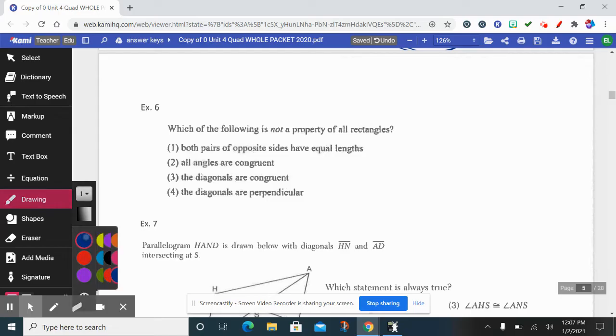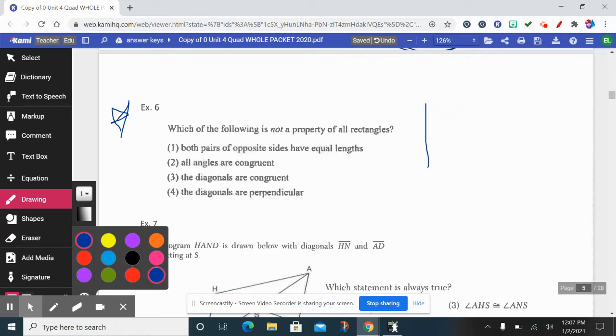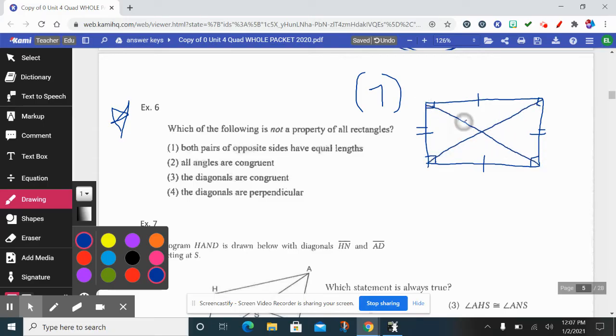But number 6 is going over the properties of all rectangles. So we have to remember a rectangle has 7 rules true about it. Its opposite sides are equal. Its angles are 90. Opposite angles are equal. Consecutive angles add to 180. Diagonals are congruent and bisected. I should put 3 dashes across each of those because they're different measures than the other pieces. But which of the following is not a property of all rectangles?